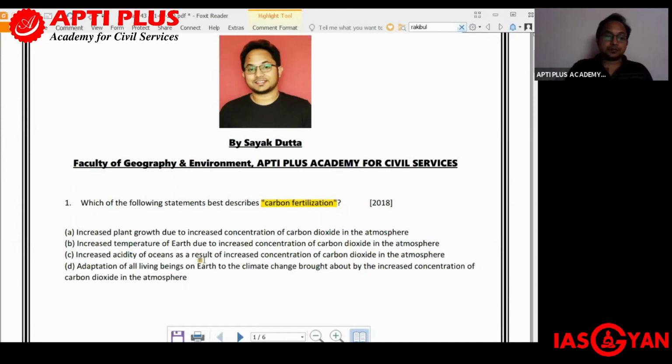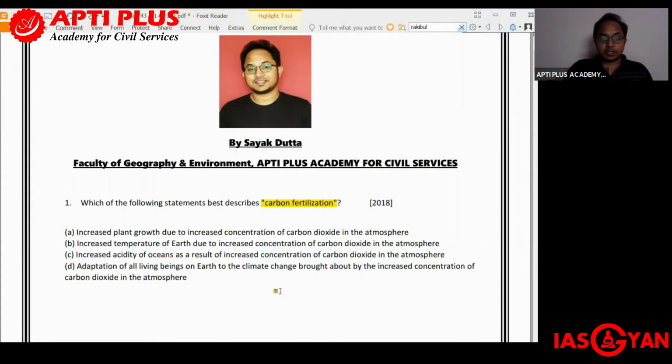A. Increased plant growth due to increased concentration of carbon dioxide in the atmosphere. B. Increased temperature of Earth due to increased concentration of carbon dioxide in the atmosphere. C. Increased acidity of oceans as a result of increased concentration of carbon dioxide in the atmosphere. And D. Adaptation of all living beings on Earth to the climate change brought about by the increased concentration of carbon dioxide in the atmosphere.